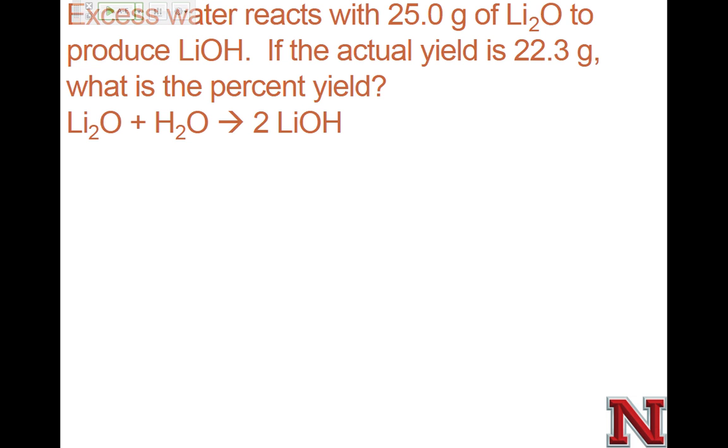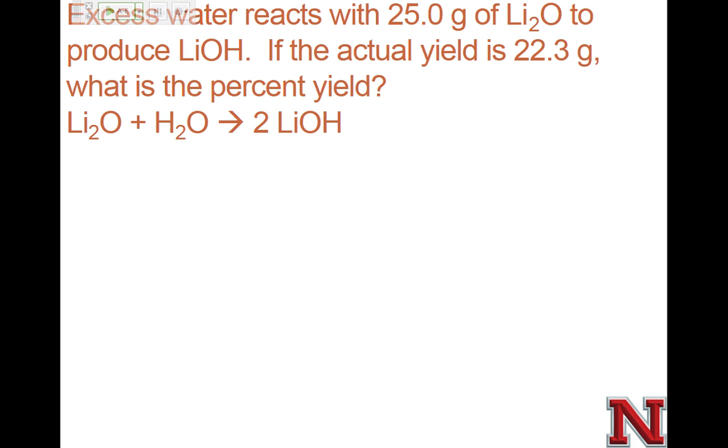So that's easy there. But I do need to know my theoretical yield. So I will have to do a calculation using the mass of my starting material, which we know my limiting reagent is Li2O. We were told that because the other reagent is in excess. And we have our actual yield. Forget about your actual yield now. We don't need that till the end. So the first thing we need to do is calculate our theoretical yield.